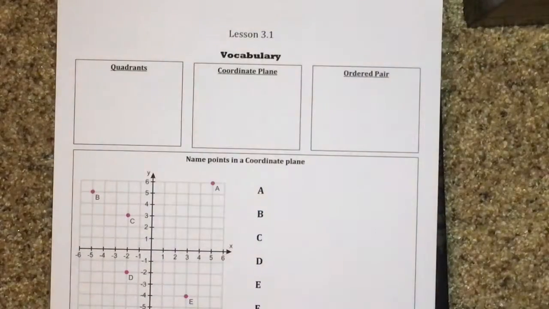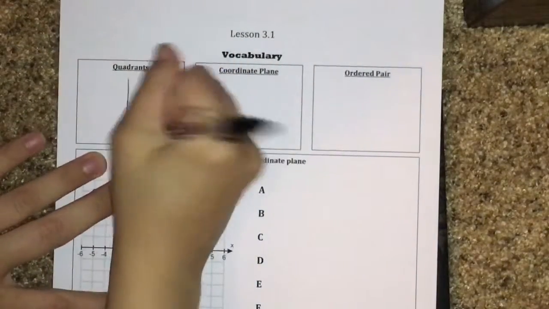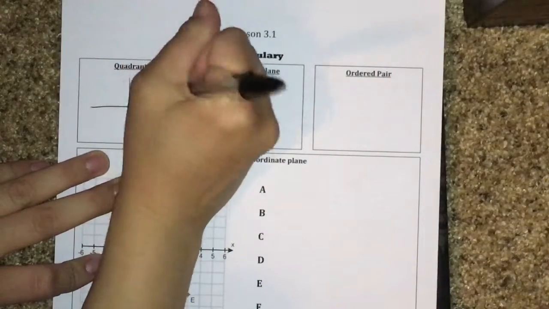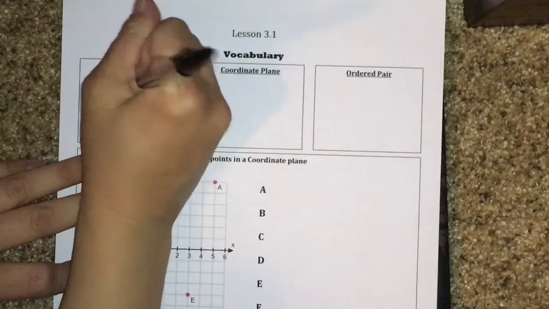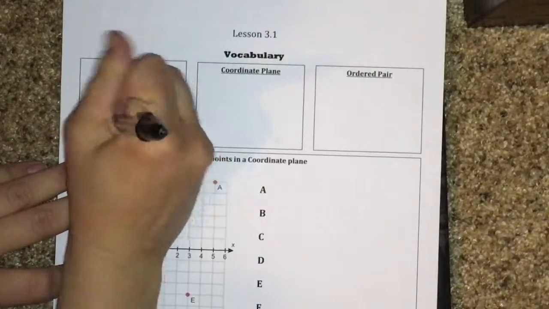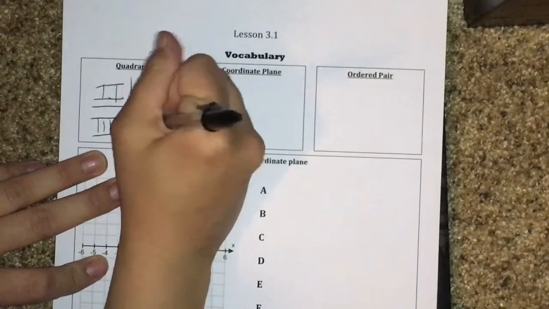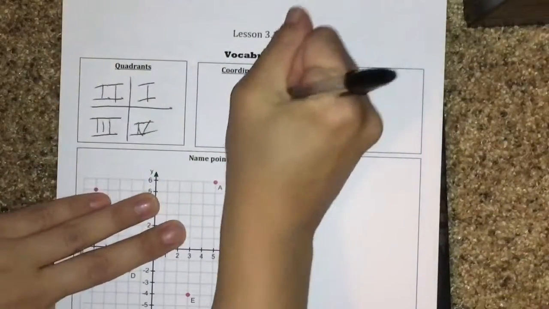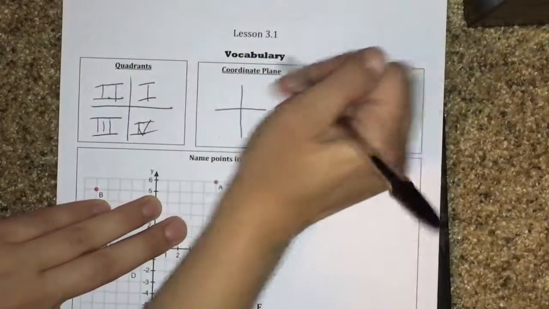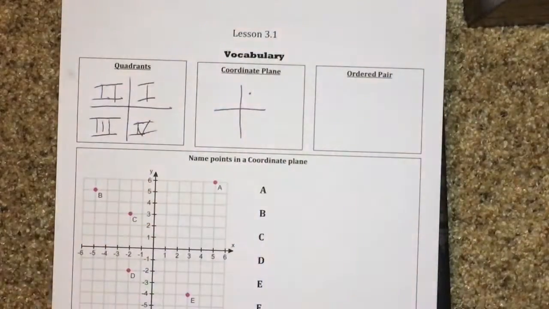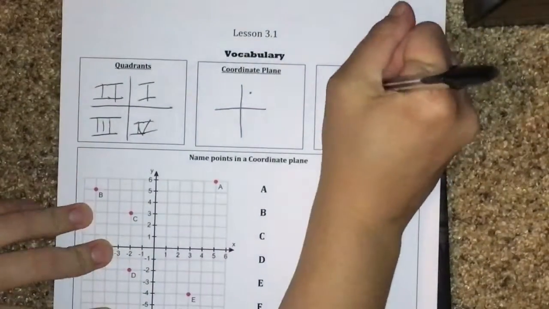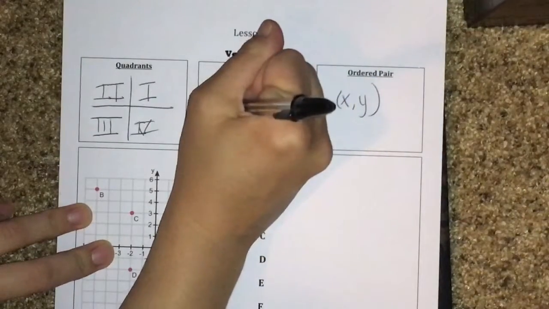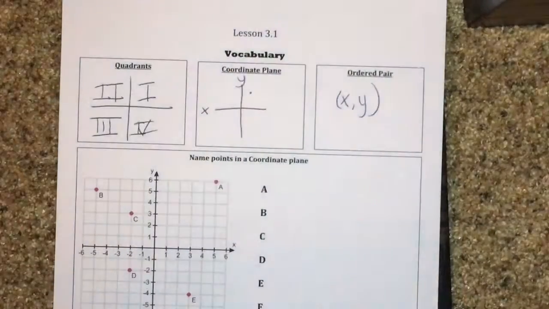Okay, we are on to lesson 3.1. So we're going to start out with some vocabulary. We have the quadrants. We have quadrant 1, quadrant 2, quadrant 3, and quadrant 4. Our coordinate plane is where we plot our coordinates in an ordered pair. Can be written as x comma y. Remember, our coordinate plane has an x-axis and a y-axis.